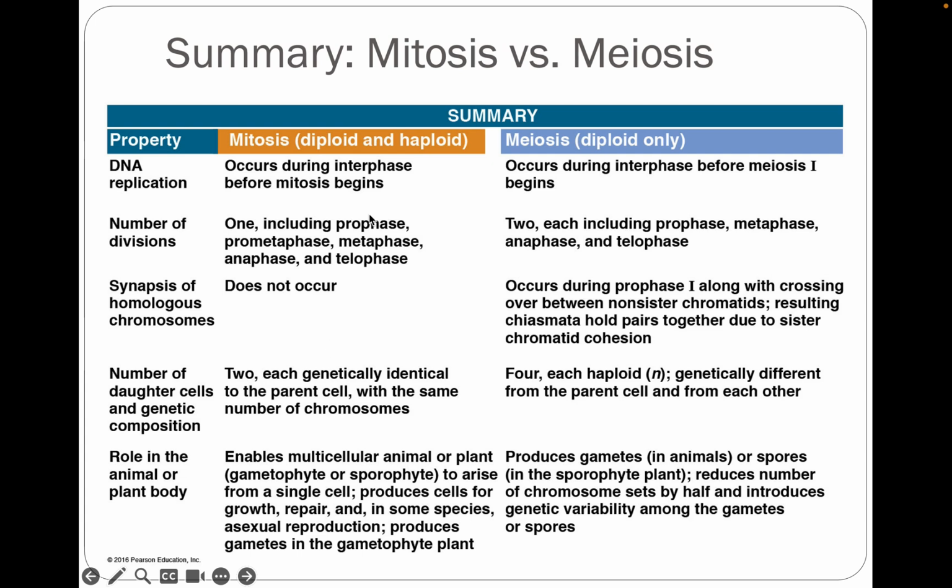All right, there is no crossing over that happens in mitosis. That's unique to meiosis. And the roles of these 2 processes are very different. So the purpose of mitosis is to enable growth, produce new cells for tissue repair, and in some species, mitosis is used for asexual reproduction. Meiosis is used for the production of gametes or spores. So gametes in animals, spores in plants. It reduces the number of chromosomes by half, and it introduces new genetic variability among the gametes and spores.